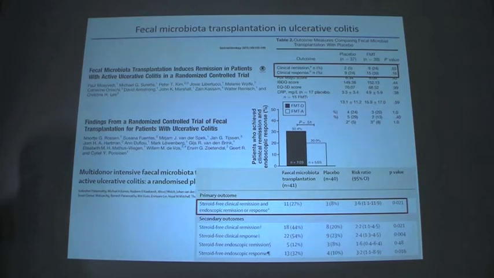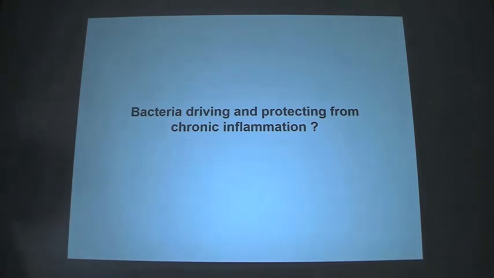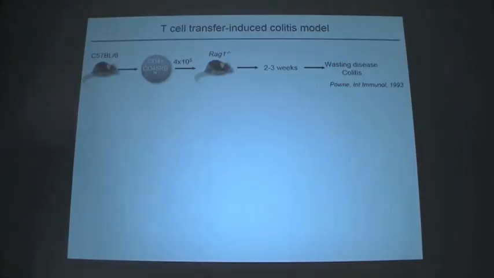So there are very contrasting results, and what these authors speculated is that the donor is really important. There are some donors whose microbiota is more beneficial than others. So it's not really clear what is actually protecting, or what the therapeutic effect of the fecal microbiota transplantation is. So the question we ask is: are there bacteria which can drive or protect us from chronic inflammation? And could this be something that we could use to improve fecal microbiota transplantation, or to make it more selective? A model that we use to study this is the T-cell transfer-induced colitis model.